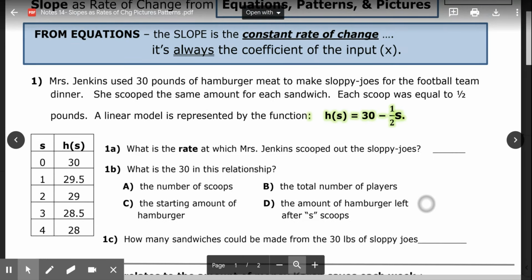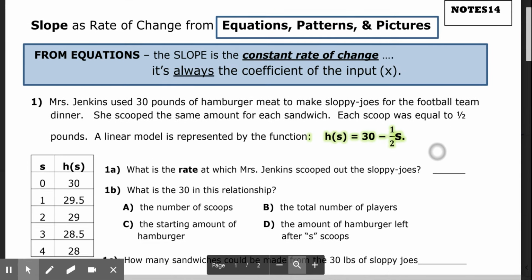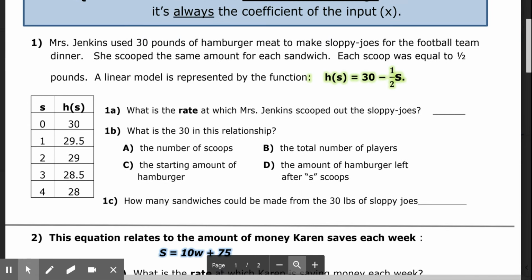Hi, what we're going to do today is find the slope as a rate of change from equations, patterns, and pictures. So on problem number 1, it says Mrs. Jenkins used 30 pounds of hamburger meat to make sloppy joes for the football team dinner. She scooped the same amount for each sandwich. Each scoop was equal to 1/2 pounds.